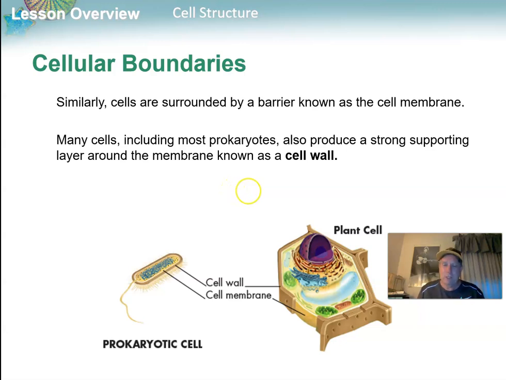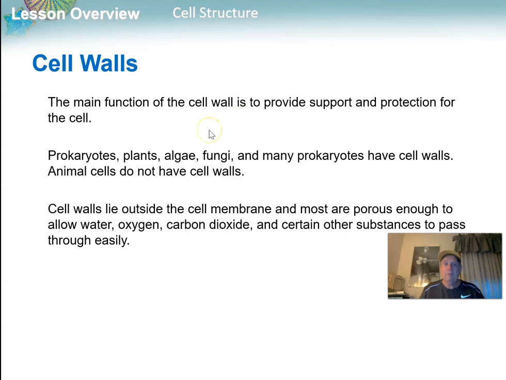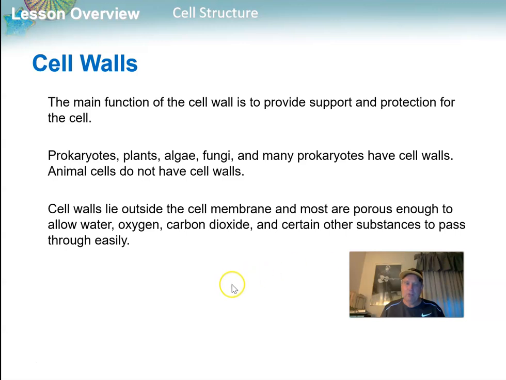But let's look at this picture. We have a plant cell here. We have the cell wall. Don't forget, we still have the cell membrane. So there's the plant cell with the cell wall. Over here is the bacteria, the prokaryotic cell, which, if you remember, does not have a nucleus. The main function of the cell wall is to provide support and protection for the cell. Prokaryotes, plants, algae, fungi, and many prokaryotes have cell walls. Animals do not have a cell wall.